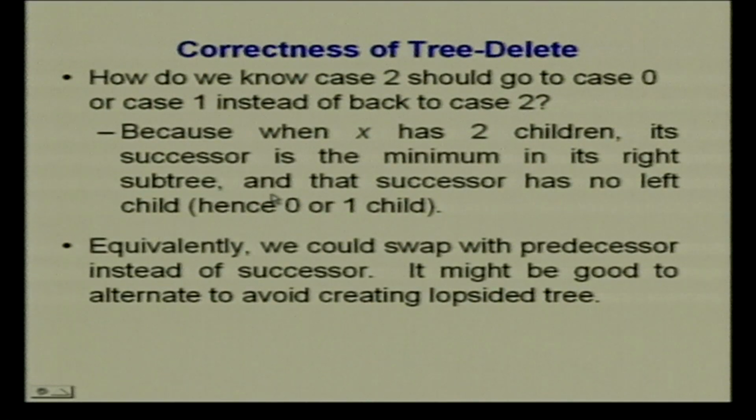So, how do we check the correctness of tree deletion? How do we know that case 2 should go to case 0 or case 1 instead of back to case 2? What we are trying to say is case 0 is when the node to be deleted has degree 0, case 1 is when it has degree 1 and case 2 is when it has degree 2.